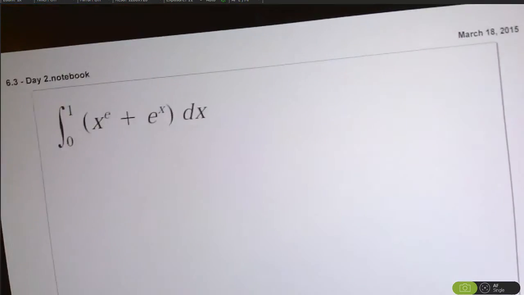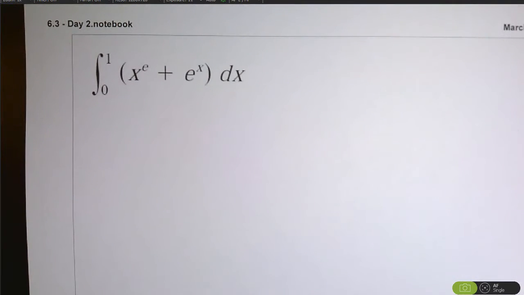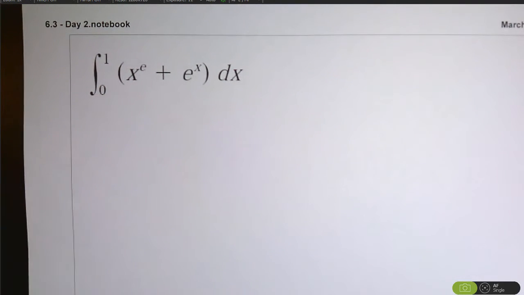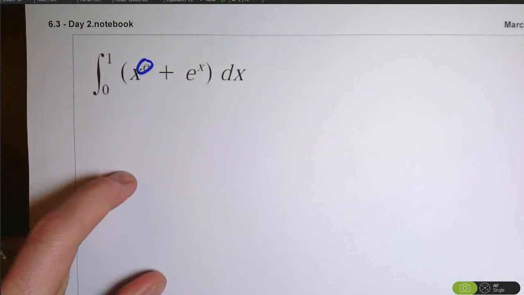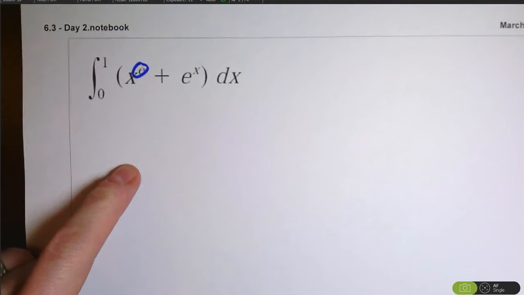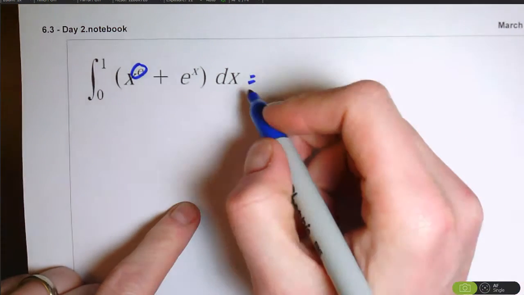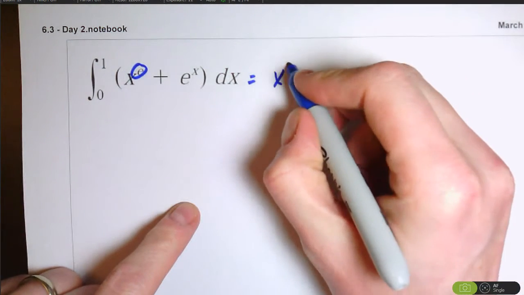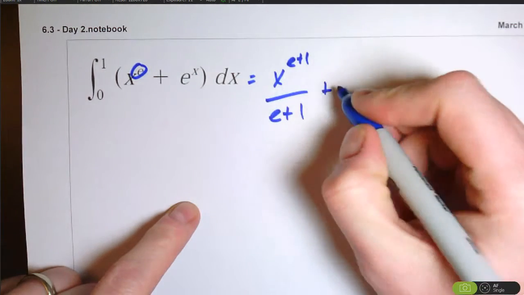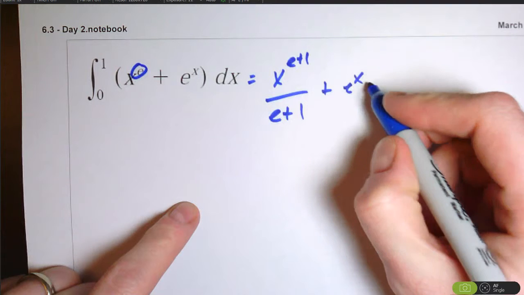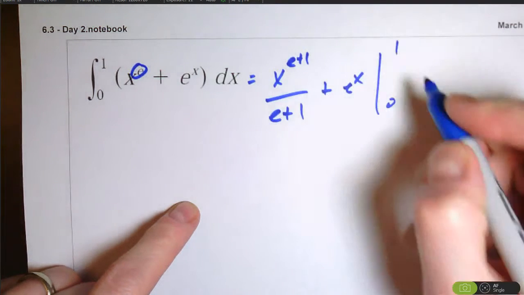All right, next problem. An integral from 0 to 1 of x to the e plus e to the x. Now you might look at this one and go, ugh, but don't worry, e is a number. This is a good old power rule. So we're going to keep the 0 and 1. This is just going to be x to the e plus 1 over e plus 1, plus the integral of e to the x, which is e to the x, from 0 to 1.